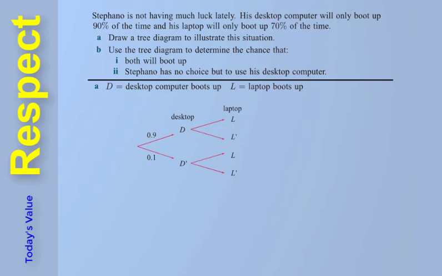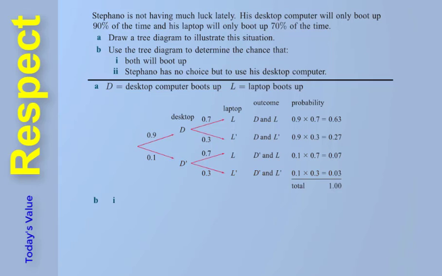The laptop will only boot up 70% of the time, so the probability that the laptop will boot up is 0.7, and the probability that the laptop will not boot up is 0.3. We mark 0.7 on the branches labelled L and 0.3 on the branches labelled not L. Following along each path in turn, we can record the possible outcomes.